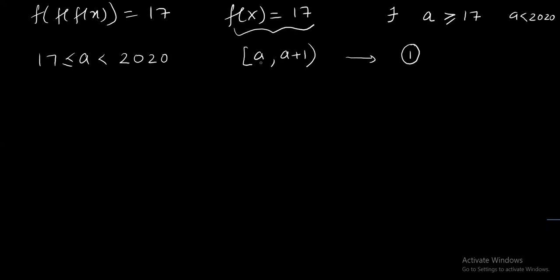Now, suppose you have selected a as 17, then what we are saying is between 17 and 18, I'll have one solution. If I take a as 18, then I'm saying that between 18 and 19, I'll have one solution.